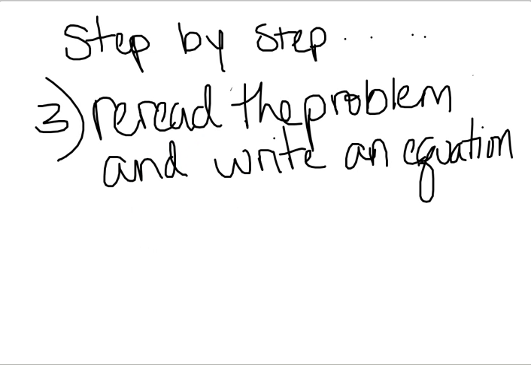Now that I have my variable and expressions for the other unknowns done, I want to reread the problem and write an equation. Generally, it's easiest to write the equation the way the problem is read. Sometimes they'll be tricky, but most of the time you can actually write the equation just the way the problem is read.